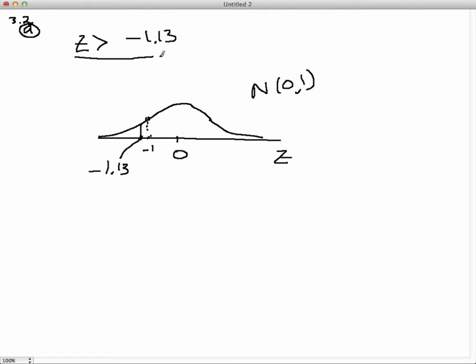Now what do they want? Well, they want the z values to be greater than -1.13, right? So what they're asking for is this area in here. They want all of this shaded region that I'm shading right now. They want that area right there. And in fact, to do it legit, to do the math, you actually need to use calculus to find out what the area under that curve is, and that's non-trivial.